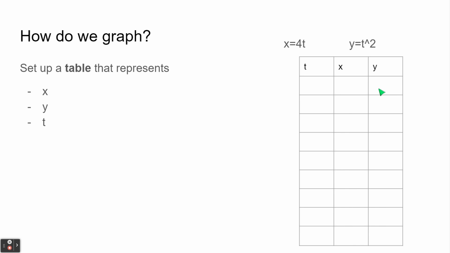There are many ways to graph parametrics, but the way I like to do it is through a table because they are usually easier to plot and visualize. We are going to be using, for example purposes, the equation in the top right, x equals 4t and y equals t squared. Set up a table that contains three values, x, y, and t, which represent the respective values on a graph.